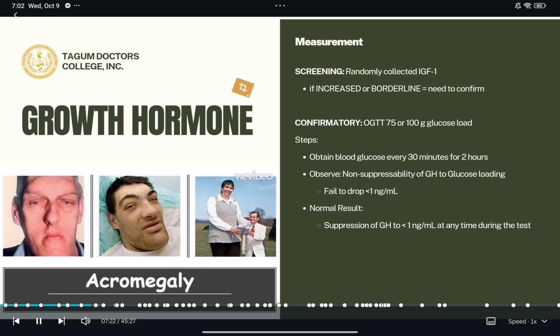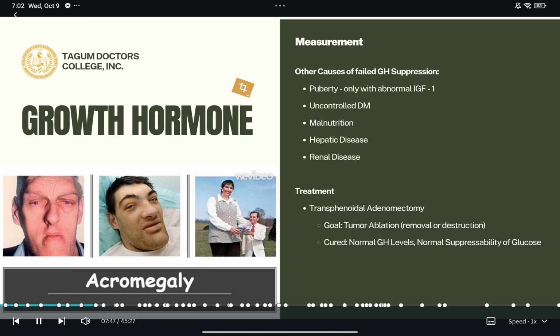Okay, the normal result should be suppression of the growth hormone level to less than 1 ng per ml at any time during the test. If it fails to do that, then we can confirm the diagnosis of acromegaly, or an abnormal increase in our growth hormone. Okay.